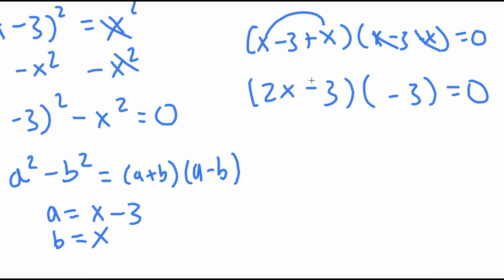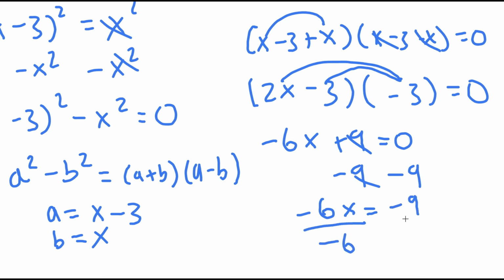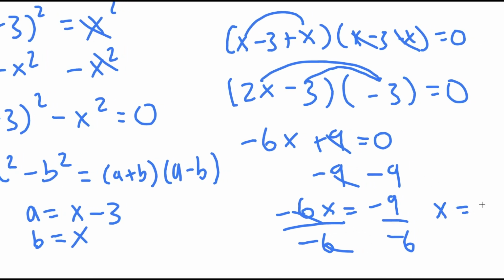So now, if I go ahead and distribute this, negative 3 times 2x is negative 6x. Negative 3 times negative 3 is positive 9, is equal to 0. So I subtract 9 on both sides. I get negative 6x is equal to negative 9. And then I divide both sides by negative 6, and I get x is equal to 3/2.